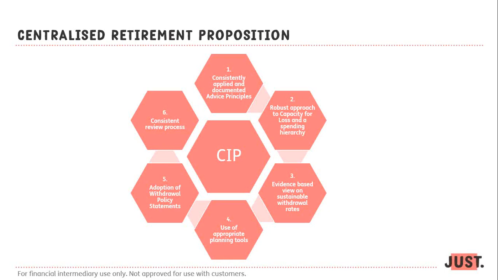When you look at the evidence and the research that has been done, cash buffering and other bits and pieces don't actually necessarily improve outcome. They don't reduce the outcome, but they don't necessarily improve it over the whole retirement journey. So by building around the CIP, you can make it perfectly fit for purpose.